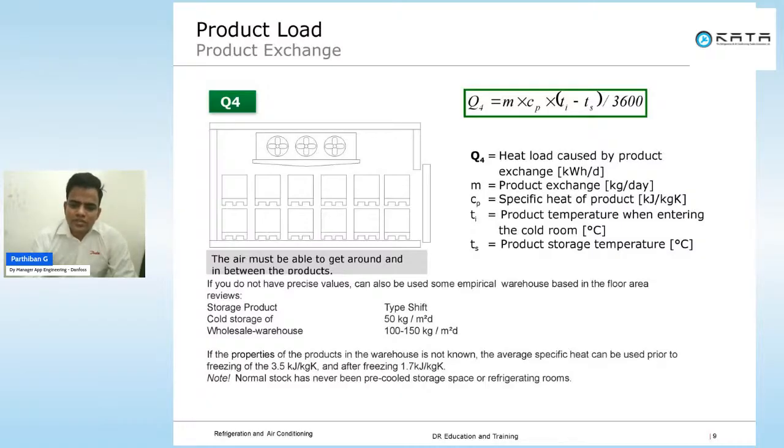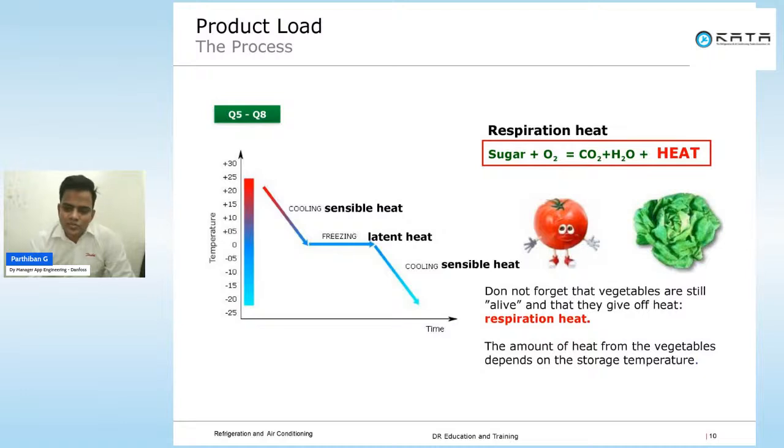The next load because of the product is the respiration heat load. If you take vegetables, even after harvest there will be some amount of photosynthesis or respiration which happens inside the product. Because of the respiration, there will be some heat addition to the cold storage. All the products are made up of sugar.